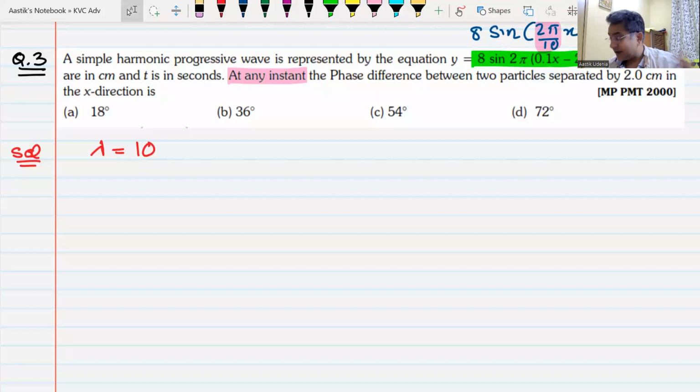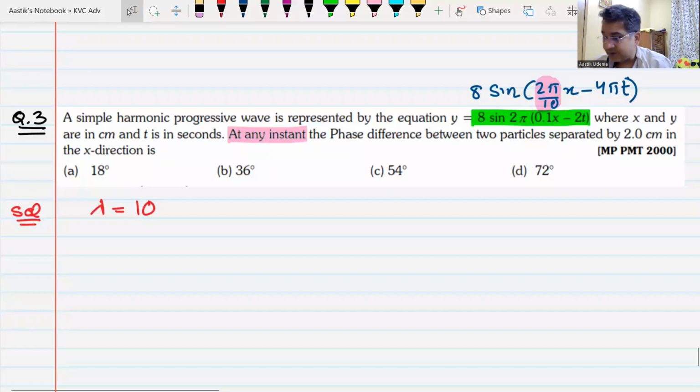Okay, so lambda here is 10. You can just compare it with any of the standard equations. You will have to remember those standard equations. Nothing will get in the way of this. The coefficient of x gives us the value of k, and the value of k is 2 pi by 10. So 10 becomes your lambda. So now I know the value of lambda.